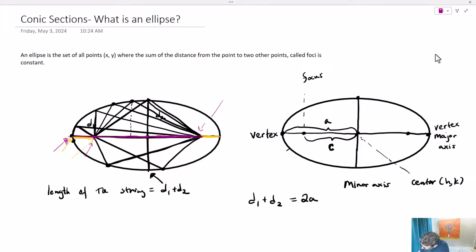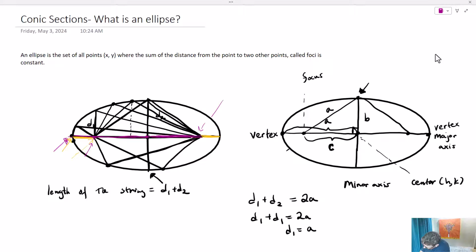Now, this length here from the center to the top of the ellipse, we're going to call that B. So remember how we drew B. B was when D1 and D2 were actually equal to each other. So that, if we rewrite that, that'd be D1 plus D1 equal to 2A. And so that distance D1 was just going to equal A. So that's the length right there at A.